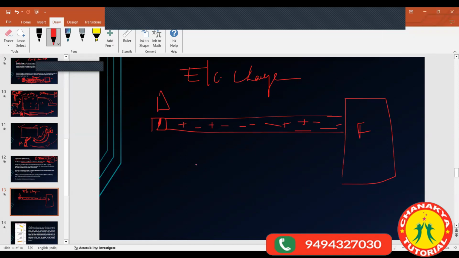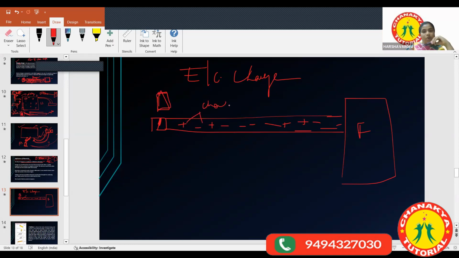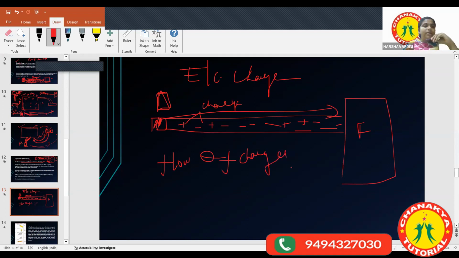Ma'am, positive and negative are the charges. Very good. These two are charges. When they start flowing, when I switch on, they start flowing. The flow of charges is electricity. Flow of charges. When the charges show movement, please remember very carefully.